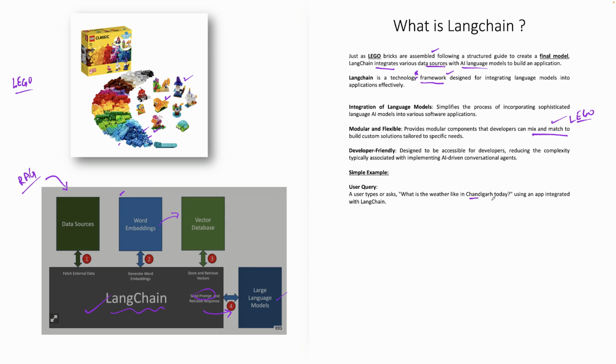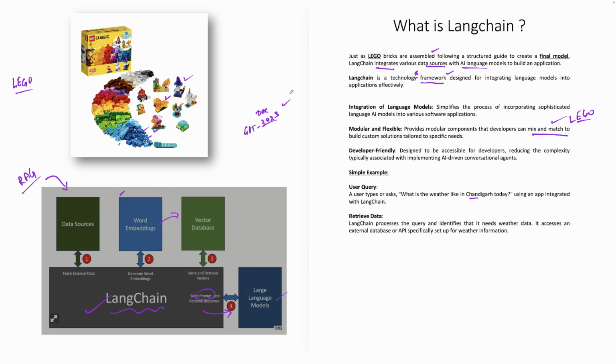Obviously, you can't send this question to, say, ChatGPT. ChatGPT won't know it, right? Because as I told you, even GPT-4 is trained till December 2023. So how can it tell how the weather is in Chandigarh today? So obviously you have to fall back on your existing data source or private data source.